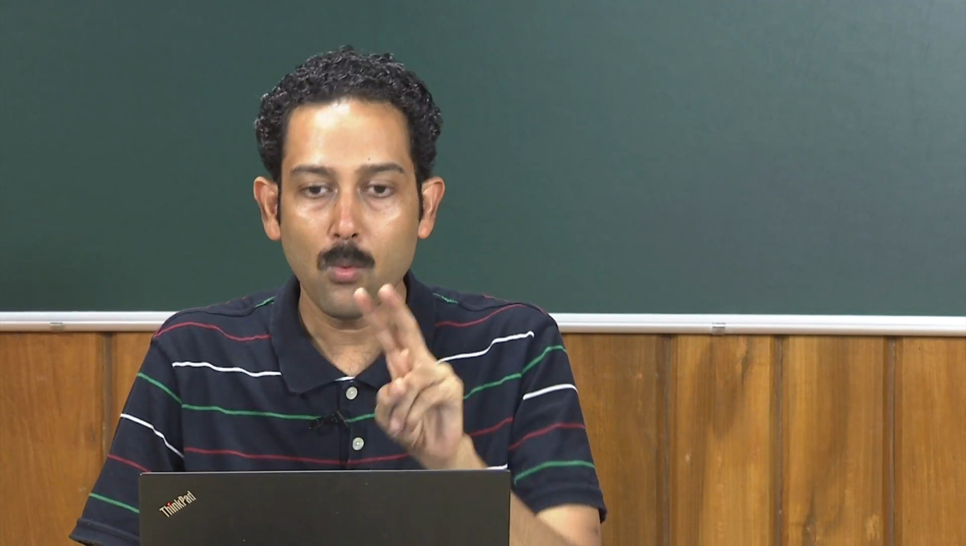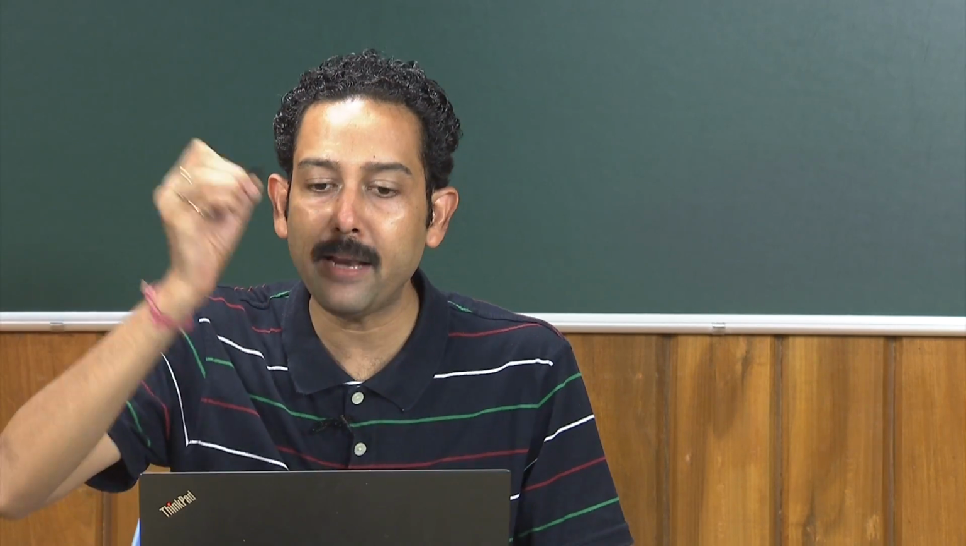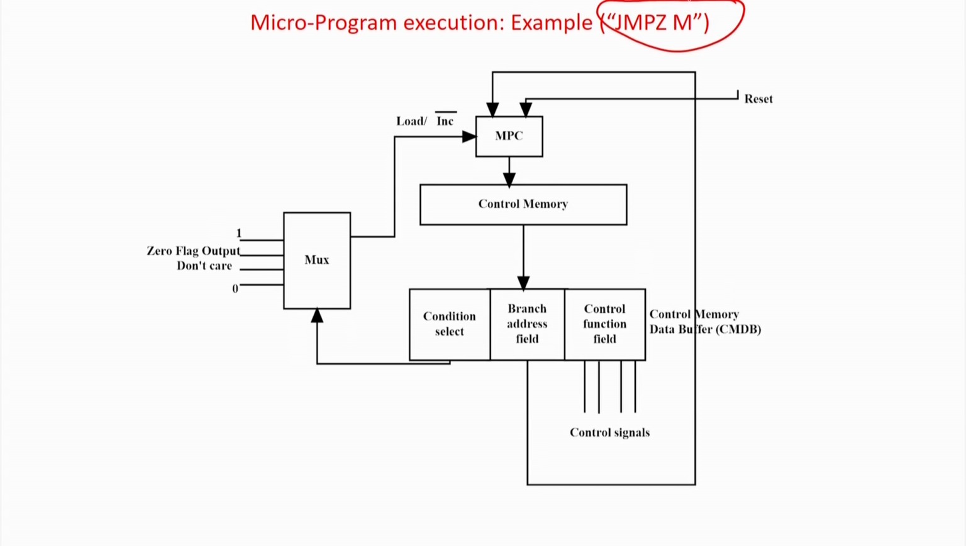For example, we are going to show you how a complete macro instruction is executed in terms of micro instructions, and we are going to take the help of jump on 0 to M. That is the example of the macro instruction we are going to take, and we will try to see how it is implemented in terms of micro instructions. But again, as I told you, we can optimize based on a single micro routine for different similar types of macro instructions.